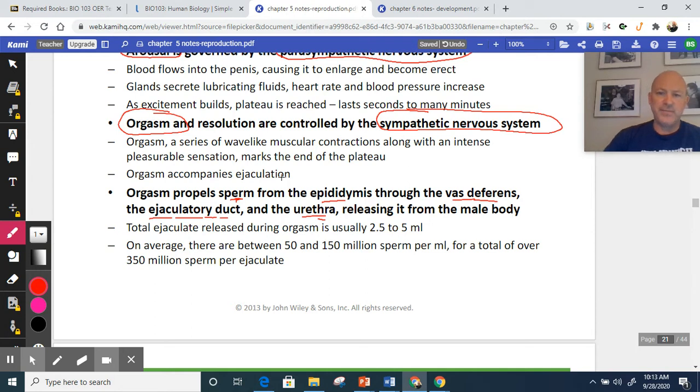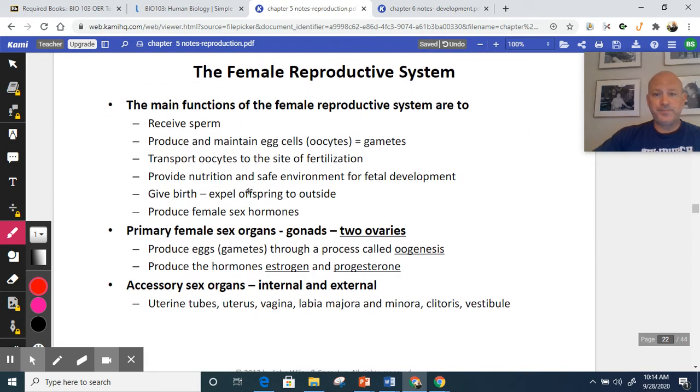And inside, there's somewhere between 50 million and 150 million sperm per milliliter. All right. So that's a lot of cells.